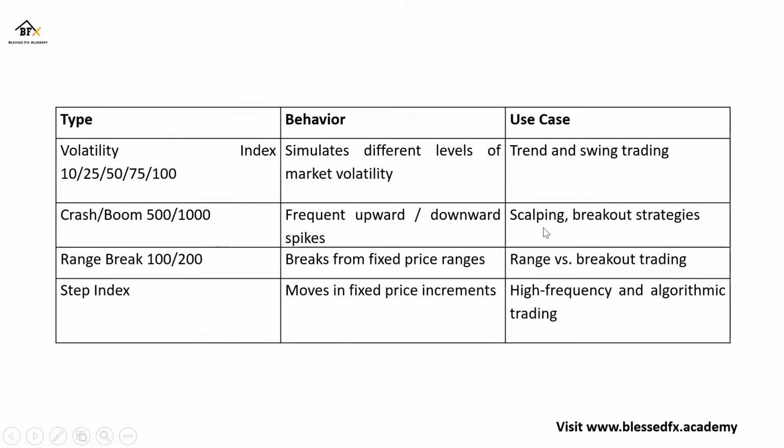They are good for scalping, just a few minutes of trading, and breakout strategies, right? So we have the range break, the range 100, the break 100, like that. Breaks from fixed price ranges. So one is good for range trading, the other one is good for breakout trading. Then the step is good for algorithmic trading, right? Because they usually have fixed price increments. Like the word step is like a step, right? So I just told you these things, they mimic the market movement.